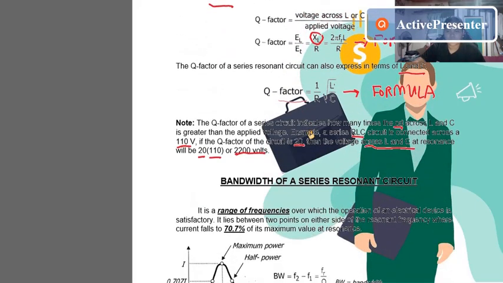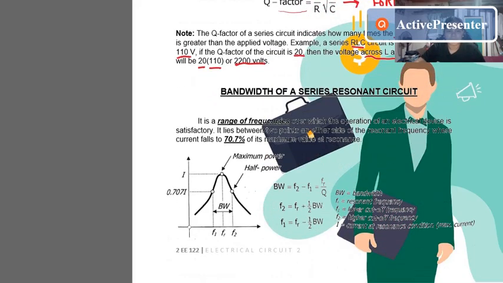After our Q factor, we have the bandwidth of a series resonance circuit. It is a range of frequencies over which the operation of an electrical device is satisfactory. It lies between 2 points on either side of the resonant frequency where current falls to 70.7% of its maximum value at resonance. So in this series resonance circuit, the 70.7% is of the maximum value.